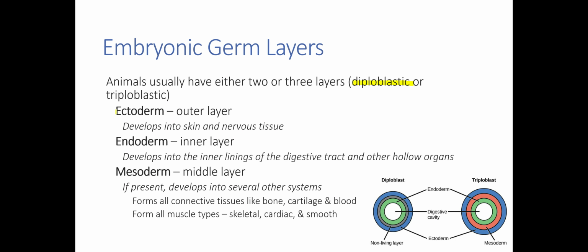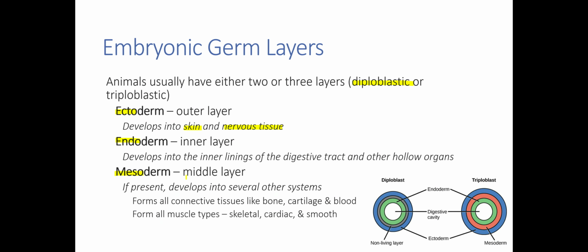If you just think about these prefixes here, we have ecto, endo, and meso. Ecto is going to be the outermost layer. This will become your skin as well as the nervous system. Endo means the inside or the inner layer. The endoderm is going to form the inner linings of your hollow organs, like your digestive tract and your respiratory tract.